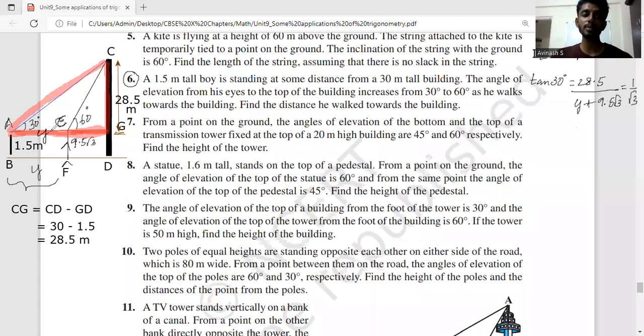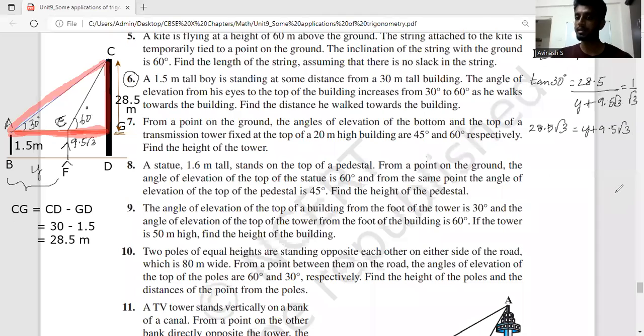And this is what we are supposed to find in the question as a whole, which we've assumed as Y. Now the value of tan 30 is 1 by root 3. Now you can't cancel this root 3 and root 3 because it is associated with Y. So what happens in the next step is, this 28.5 is there and root 3 comes to the left side and Y plus 9.5 root 3 goes to the right side.